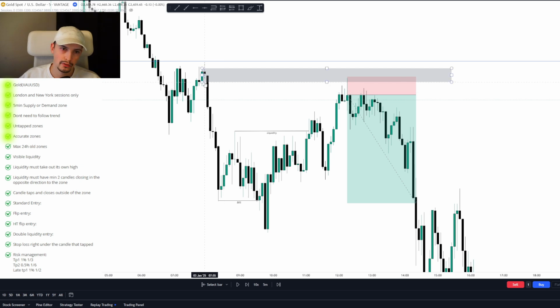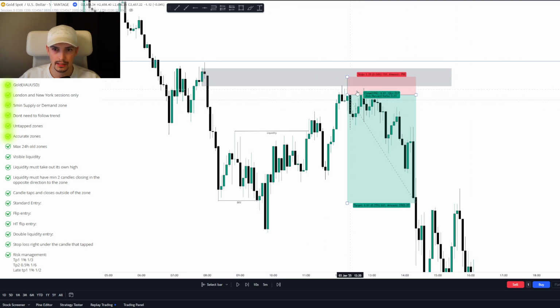As you can see, I draw it from the body of the candle and not the wick. This is because the next black candle is shorter than this green one, so if this one went past, then you can draw the zone like this. But if this black one is shorter, you have to draw it like this, because if you have it on the wick, you can see it's tapped here.